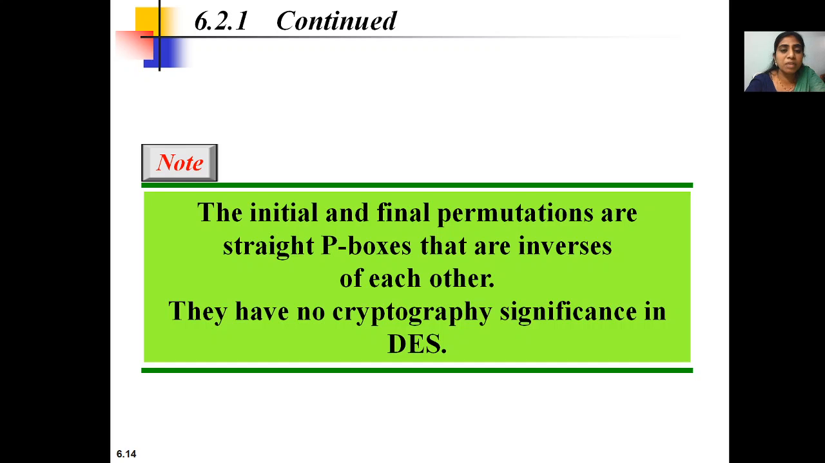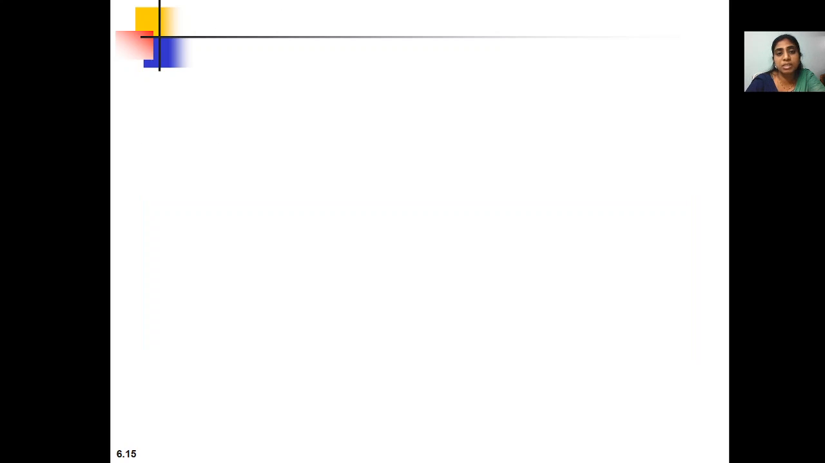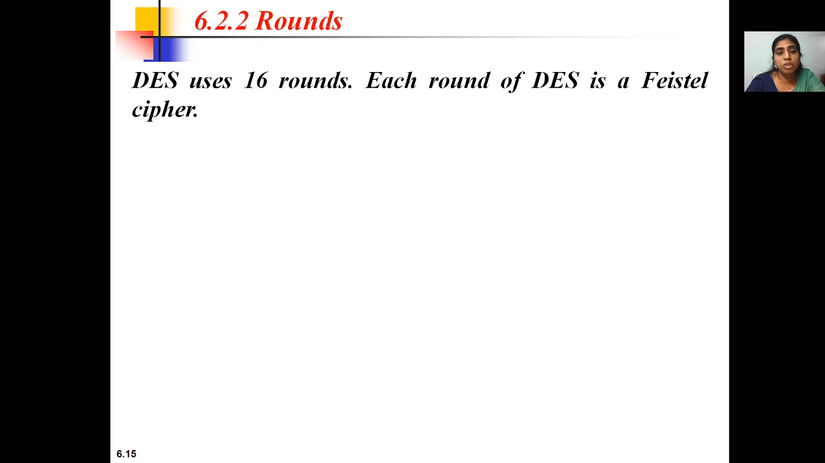So the initial and final permutations are straight P boxes that are inverse to each other, and they don't have any cryptographic significance. We use 16 rounds in the DES algorithm. At each round we achieve a Feistel cipher, that is, the Feistel structure.